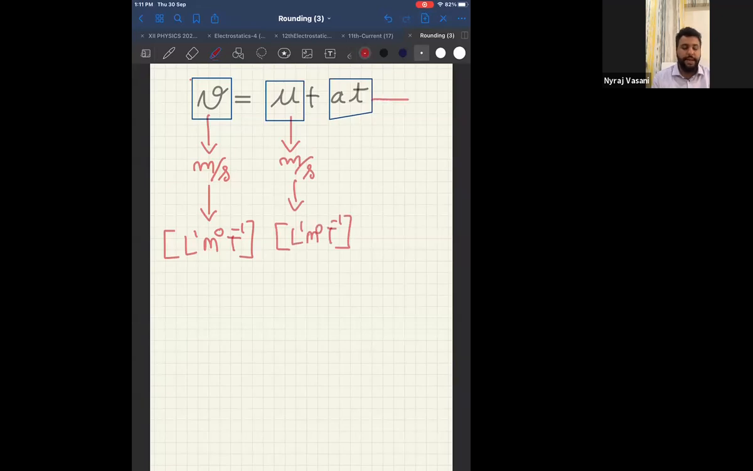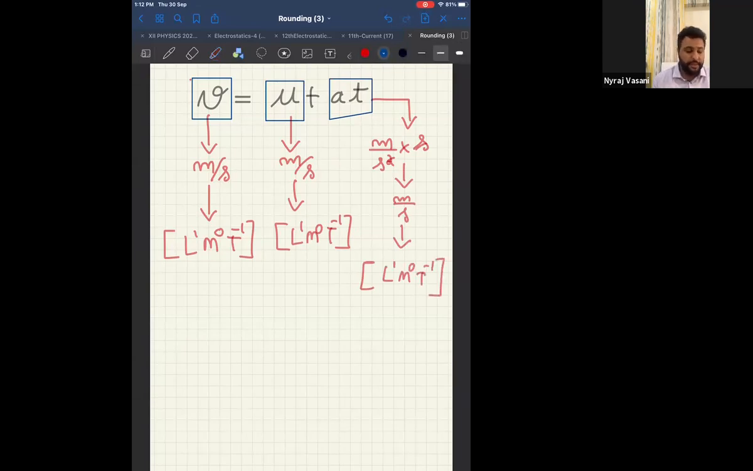Now let us find A into T is how much? What is the unit of acceleration? Tell me, what is the unit of acceleration? Meter per second square into time. Time is second. Therefore, one second and one second will cancel. I am left with meter per second. Now, what is the dimension of meter per second? L^1 M^0 T^-1.